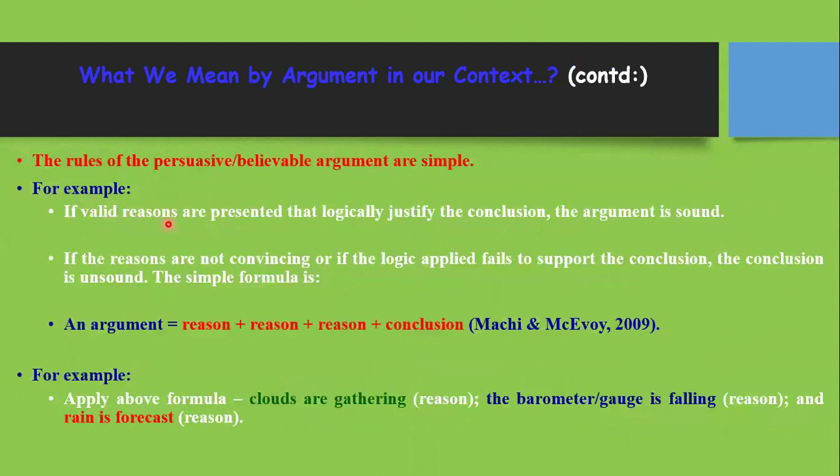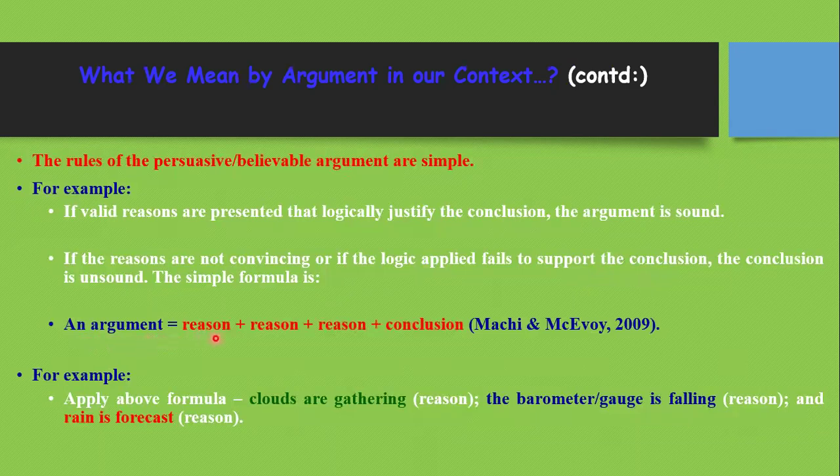For example, if valid reasons are presented that logically justify the conclusion, the argument is sound. So you need to provide valid reasons to justify the conclusion. If you do not have valid reasons to justify your conclusion, your argument is not sound. If the reasons are not convincing, or if the logic applied fails to support the conclusion, the argument is unsound. Always remember that you need to provide logical reasoning that would convince the reader. If the reader is not convinced, it means your argument is not sound.